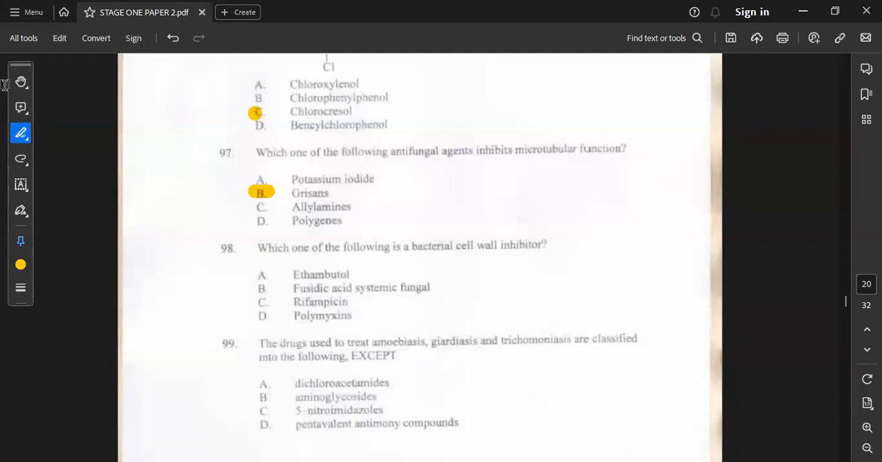Next, we can go to the griseofulvin. I think we'll cover griseofulvin as the last one. We'll have covered the major ones. So, griseofulvin.